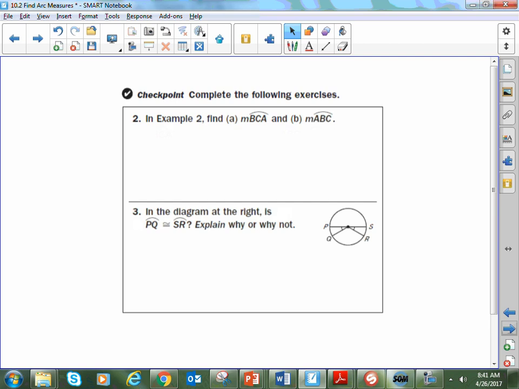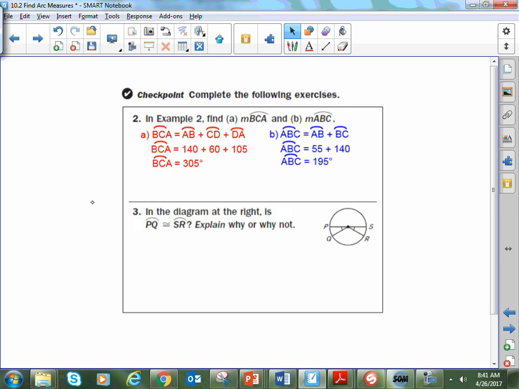Okay. So going back to example 2, find the measurements of these other two arcs, BCA and ABC. And when you find here, arc BCA is the sum of arc AB, CD, and DA, so that should give you 305 degrees. Finding the measurement of arc ABC is going to be arc AB and BC, so that gives me 195 degrees. Here, question 3, is arc PQ congruent to arc SR? Explain why or why not.